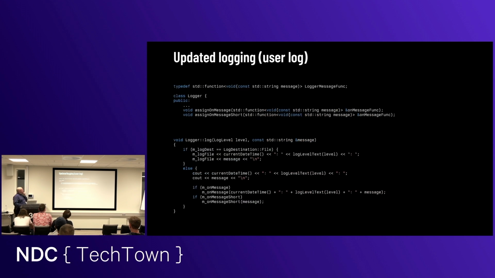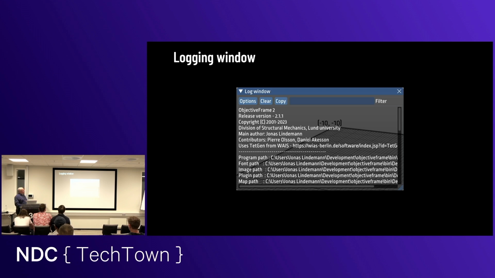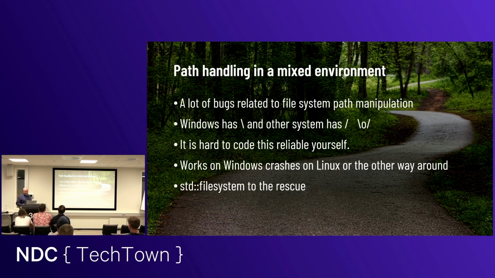I also used the std function things in C++ to implement a more modern logging system, where you can assign functions for logging that could reach all the libraries I have in my code. So this is the logging window here. Another thing I did was path handling.